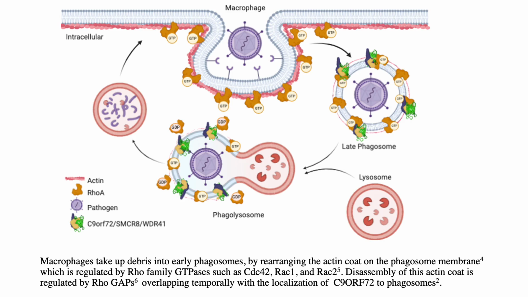So macrophages usually take in the debris within phagosomes through the rearrangement of the actin coat around them, which is done by multiple small Rho GTPases. However, in order for the phagosomes to fuse with the lysosomes, this actin coat has to be disassembled, which means that the Rho GTPases have to be inactivated, and this step temporally overlaps with the localization of the C9 complex on the phagolysosome, suggesting that the complex might be acting as a GAP for Rho GTPases, or especially in this case, RhoA.